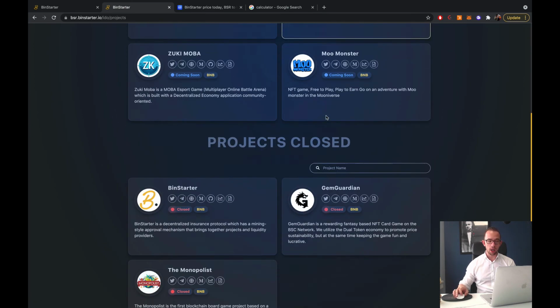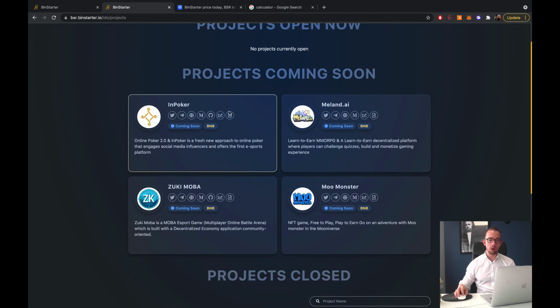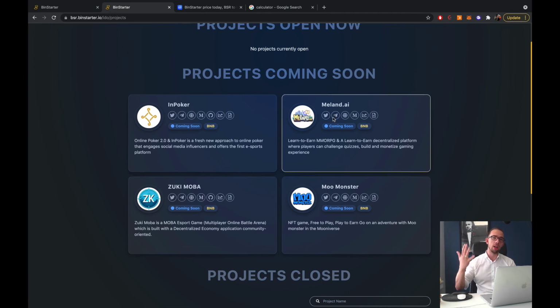Because when I participated in Monopolist, In Poker was there, but in the last 4 days they listed these 3 projects. So there's a lot of things going on. The Telegram group, which I will link in the description below, is super hot. They post a lot of announcements. Their Twitter is really active, which makes me like the project.